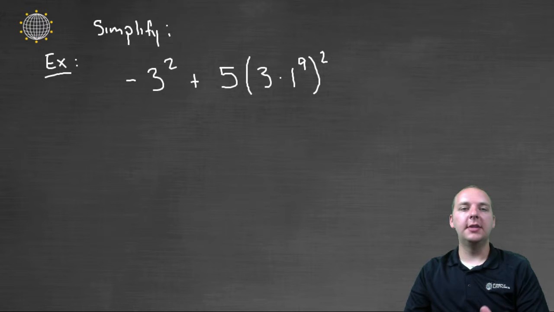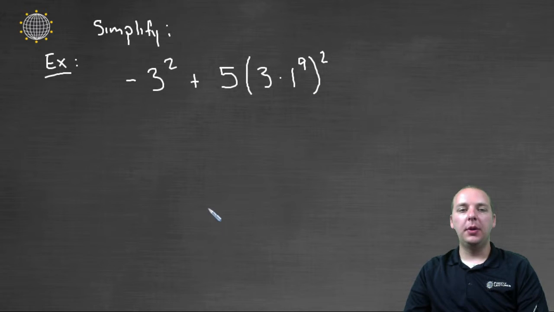Here we have another quick example dealing with exponent properties. We want to simplify this quantity here using all those properties that we've recently learned. Now the first one is a very tricky term that students very often make a mistake on, so pay close attention to this first term here, negative 3 squared, and then we also have plus 5 times the quantity 3 times 1 to the ninth quantity squared.